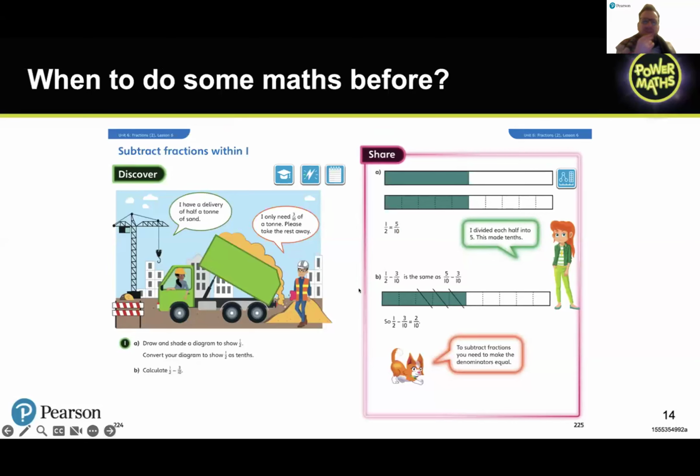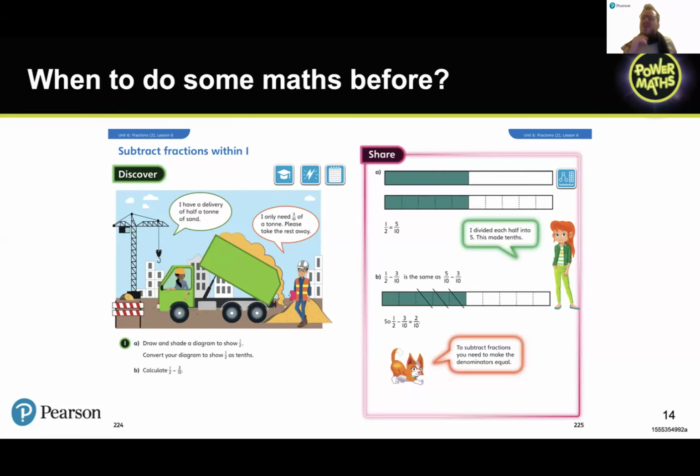Other things I need to think about. So here's another one. Subtract fractions within one. I've got a dumper truck, a delivery, 1/2 ton of sand. I only need 3/10 of a ton. Please take the rest away. And I'm saying to myself, right, okay, do I need to do some maths beforehand here?